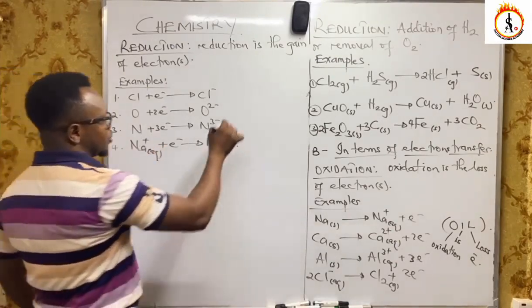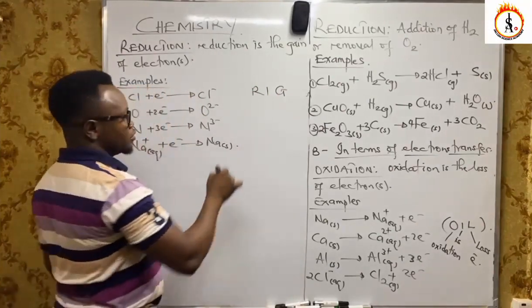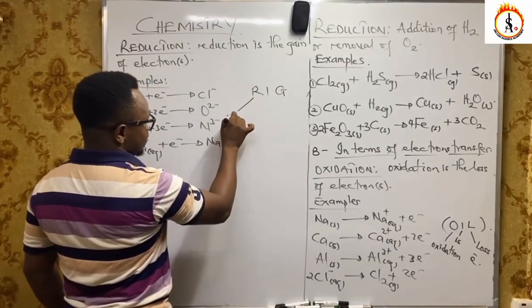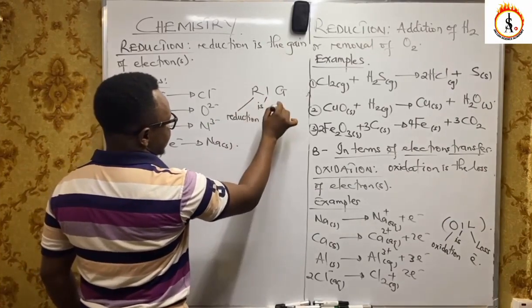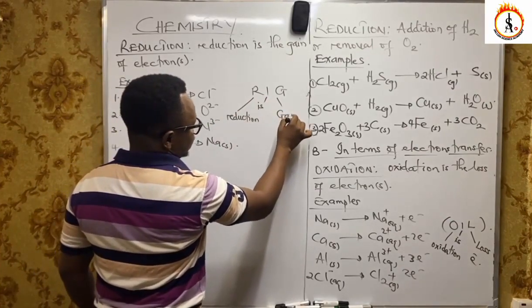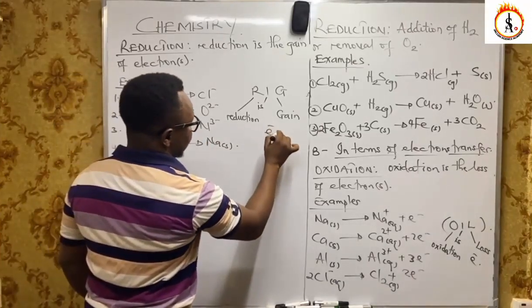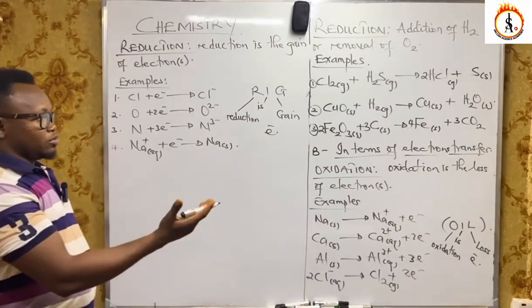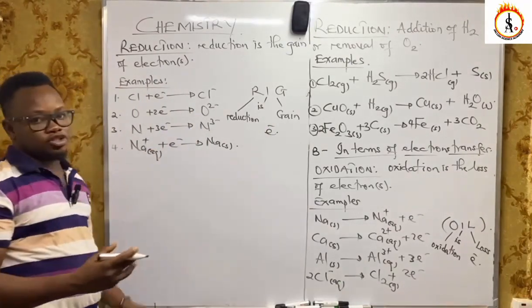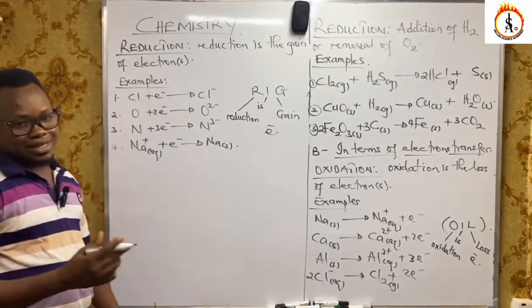And the reduction, we can memorize it by this word RIG. R represents the reduction, the I here represents the is, and the G represents gain. And what has been gained? It is electron or electrons that are being gained. Okay, so plain and simple for you to learn this, just memorize OIL RIG. Oxidation is loss, reduction is gain.